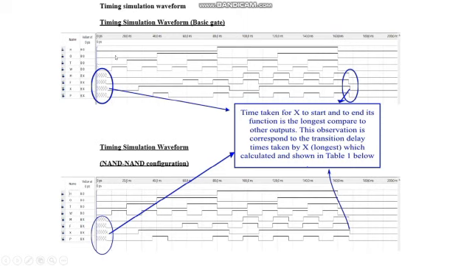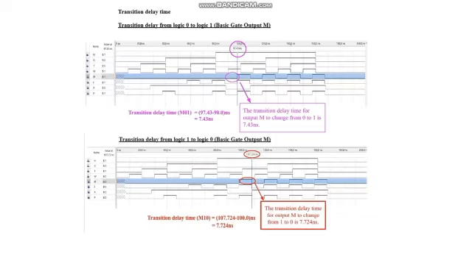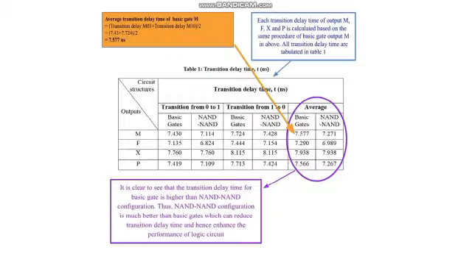And the next one is the timing simulation waveform. From both timing simulation waveforms, we can see that the time taken for X to start and to end its function is longer compared to the other outputs. And this is the transition delay time from logic 0 to logic 1 for output M. The delay time here is 7.43 ns, and for logic 1 to 0, the delay time is 7.724 ns. The rest of the outputs are calculated based on the same procedure as for output M, and all the transition delay times are tabulated in a table. From Table 1 here, it is clear that the transition delay time for the basic gate configuration is higher than the NAND configuration. So, the NAND configuration is better than basic gates, which can reduce transition delay time and enhance the performance of the logic circuit.